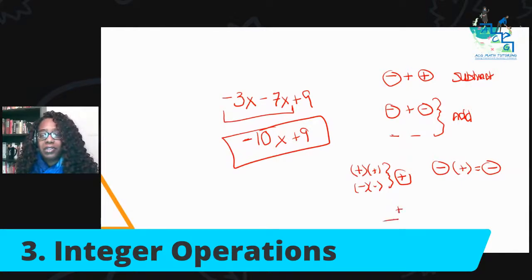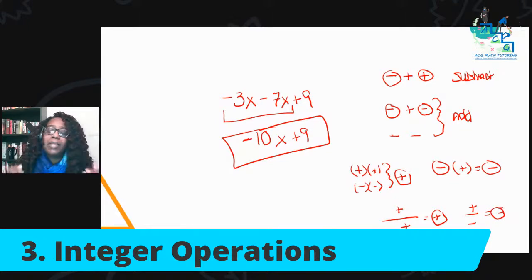If the signs are the same, my answer is going to be positive. If my signs are different, my answer is going to be negative. And it seems like a lot of students usually get the multiplication and division. It's just the addition and subtraction we really got to think about. All right, so that was number three. We're going to get that.